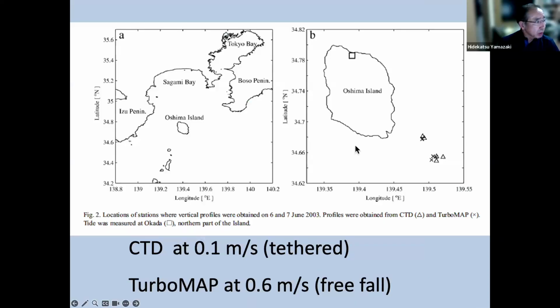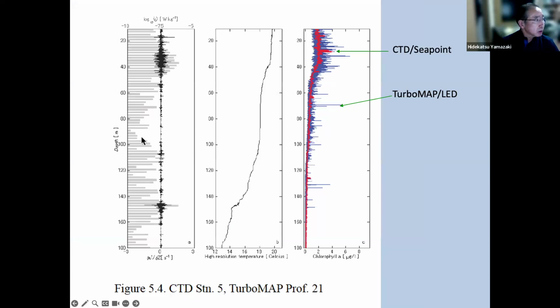So we went to south of Tokyo, this island, and we went to south of this island, dropped CTD and TurboMAP side by side, and we got this. This is turbulence data, and red comes from CTD, and blue comes from TurboMAP.